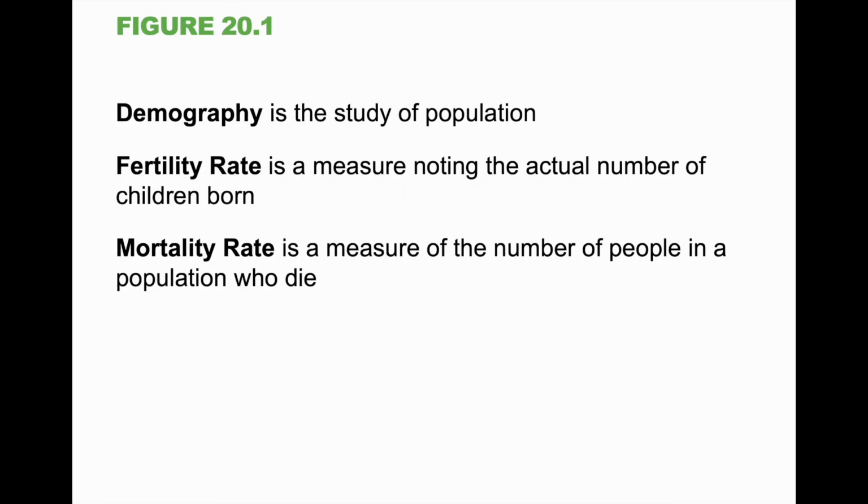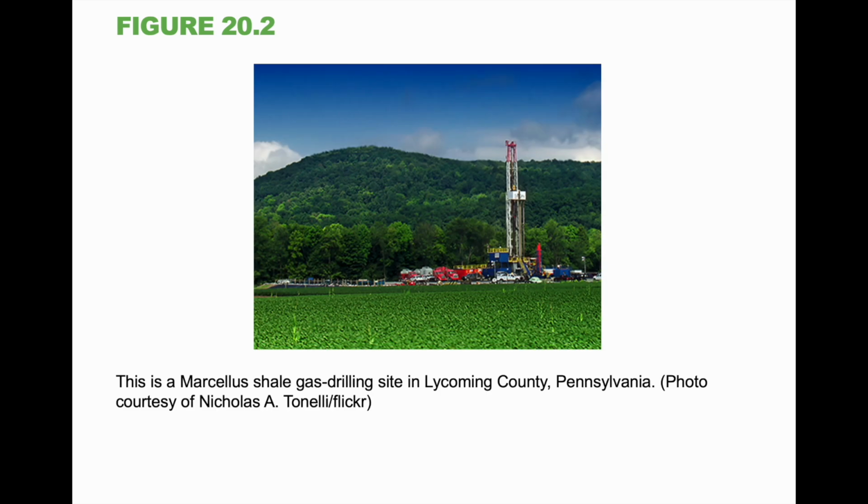Figure 20.1. Demography is the study of population. Fertility rate is a measure noting the actual number of children born. Mortality rate is a measure of the number of people in a population who die. Figure 20.2. This is a Marcellus shale gas drilling site in Lycoming County, Pennsylvania.